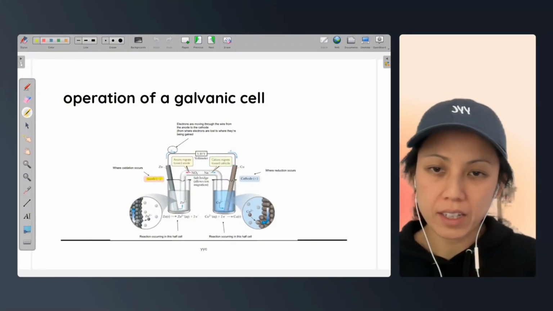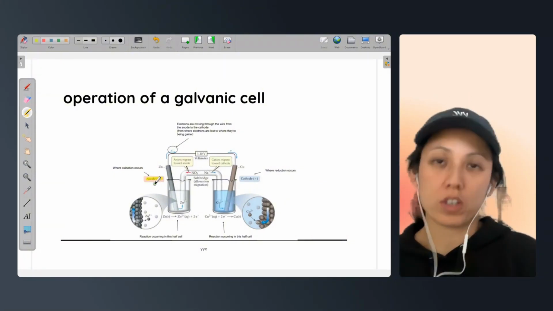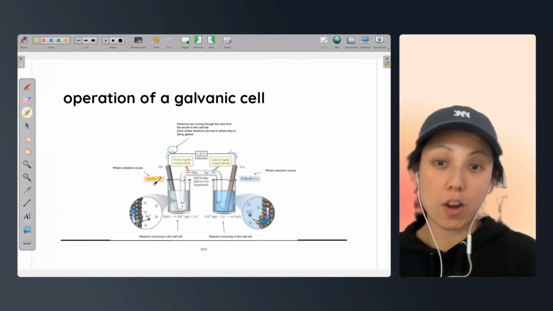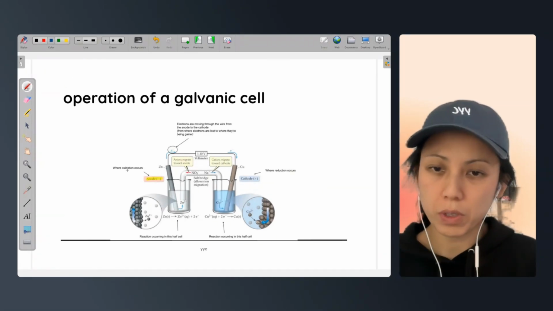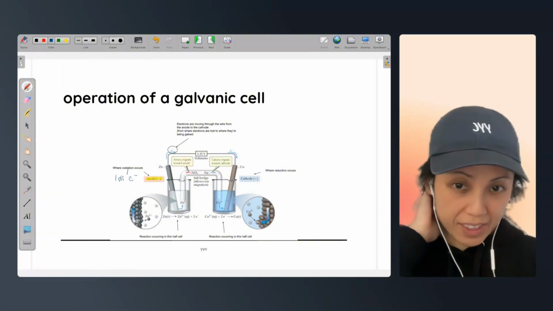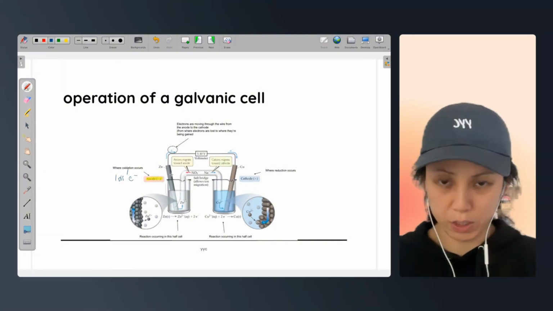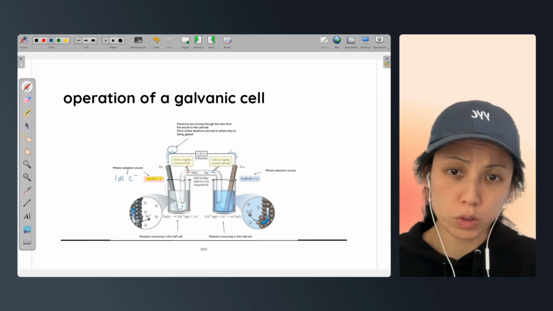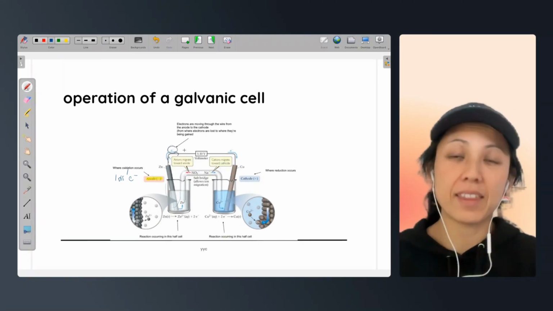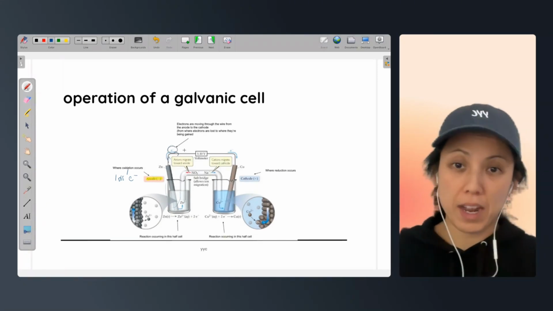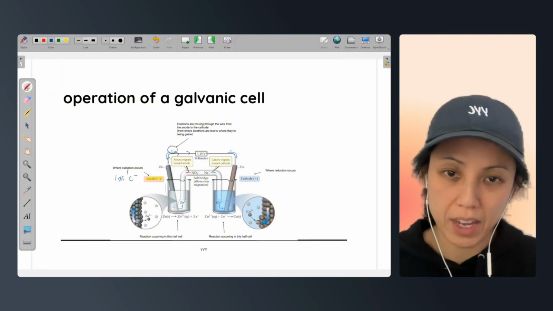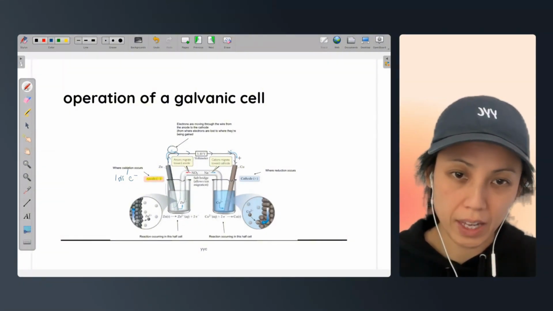Now, we know that at the anode, that's where oxidation happens. What is oxidation? We know that oxidation is the loss of electrons. So at this electrode here, you're losing electrons. You can see that you'll lose the electrons from this electrode, and that will then cause the electrons to move outside the wire in that direction, so from the anode over to the cathode.